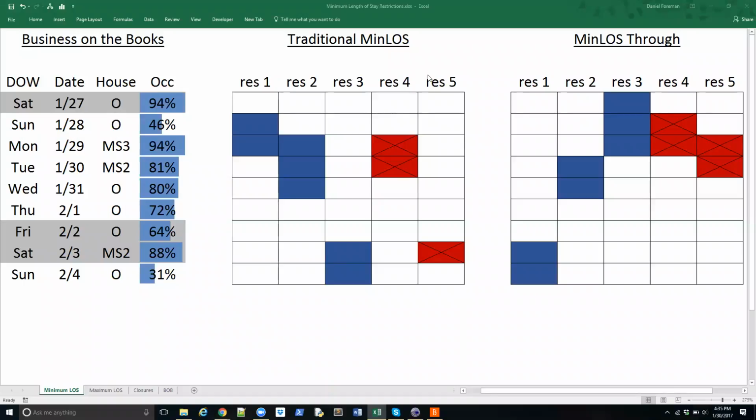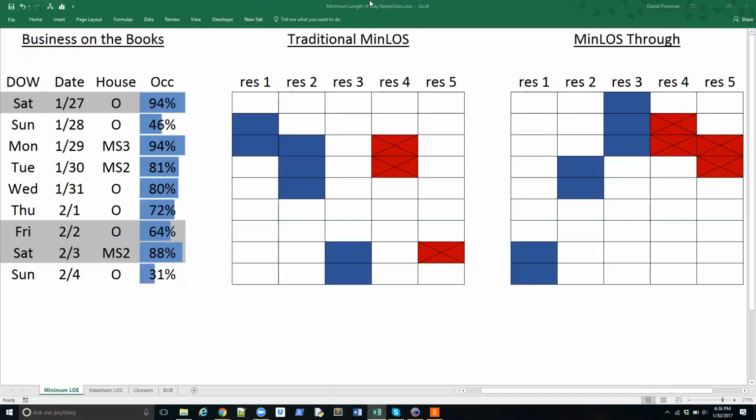Hey everybody. Today's video is going to be over a concept that we've already covered before, but we're going to take it one step further today. So this is going to be building on that intro to length of stay restriction video that was posted sometime last year. That was a beginner video.